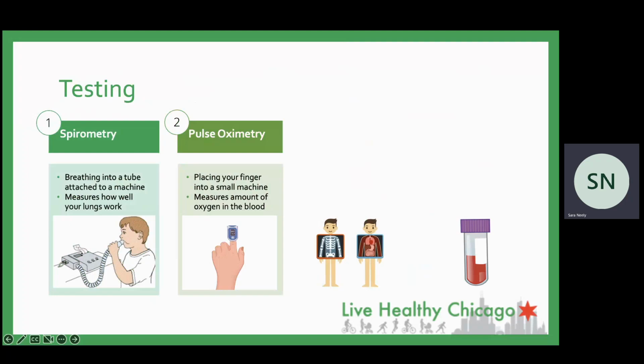A pulse oximetry test involves you placing your finger into a small machine to measure the amount of oxygen in your blood, which should be above 90%. Sometimes this machine may not necessarily be accurate, depending on if you're cold or if you have certain disorders, such as sickle cell anemia. But it is the cheapest, fastest, and easiest test.